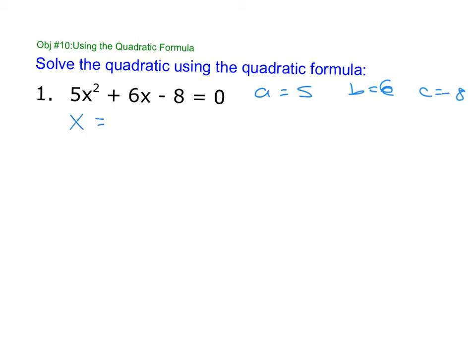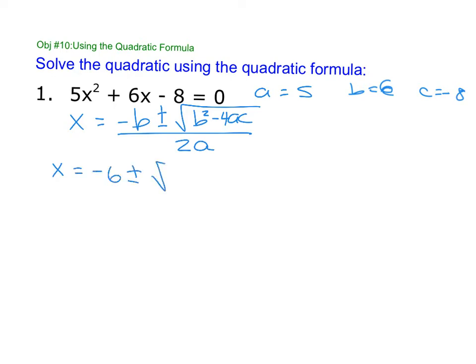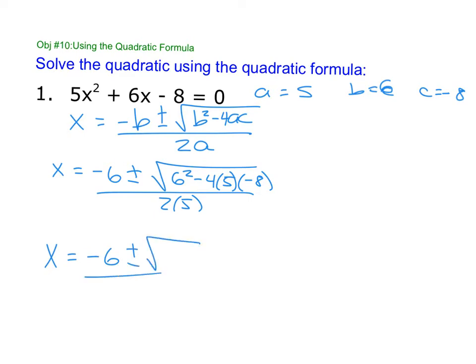So our formula is negative b plus or minus the square root of b squared minus 4ac all over 2a. All right, so let's see, negative 6 plus or minus the square root, 6 squared minus 4ac all over 2a. Yeah, so usually what I do is I do it in a couple steps. So I plug in and then I do the inside of the square root. So I'm going to do this on the side because I don't have my calculator.